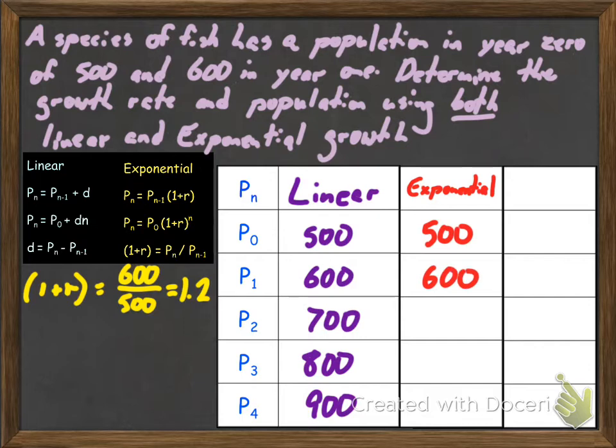So 500 times 1.2 is 600, times 1.2 is 720, times 1.2 is 864, times 1.2 is 1037.